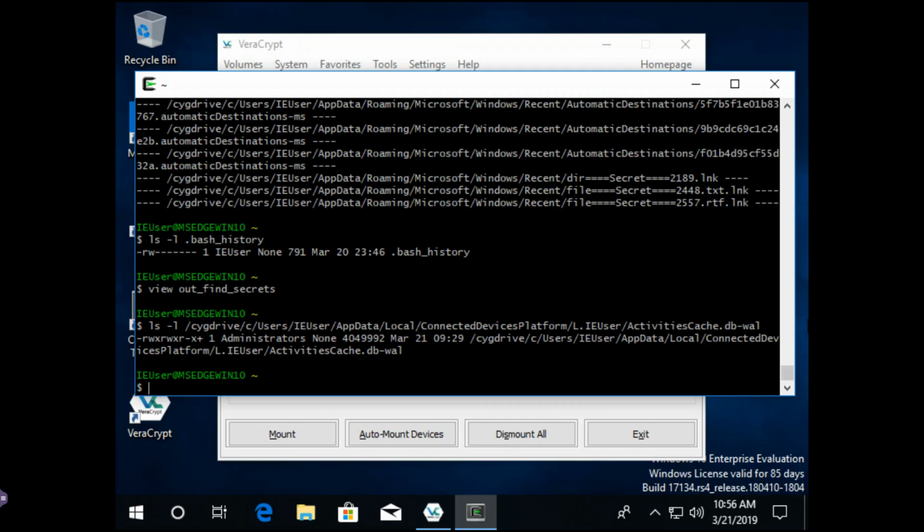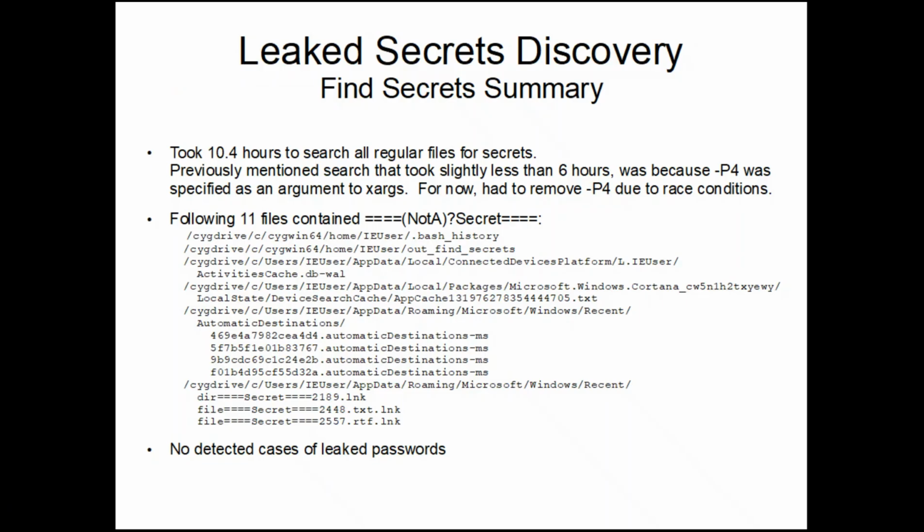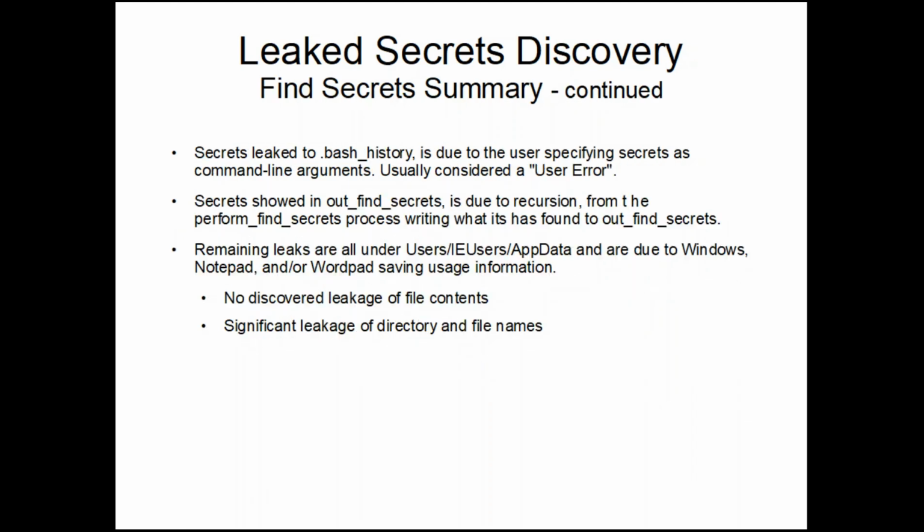At a high level, it took 10.4 hours to do this search. Previously, it only took about 6 hours, but that used this -P4 option that I can't use anymore, at least for now. It'll take some additional coding to get around some race conditions to have the results come out. These are the 11 files that it actually found them on. There were no detected cases of leaked passwords. That's good.